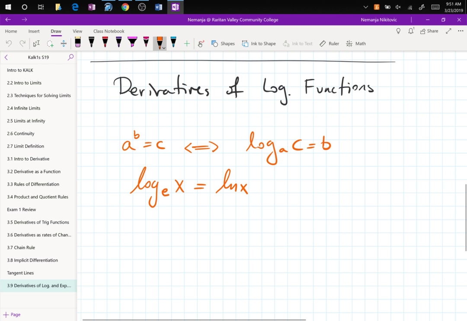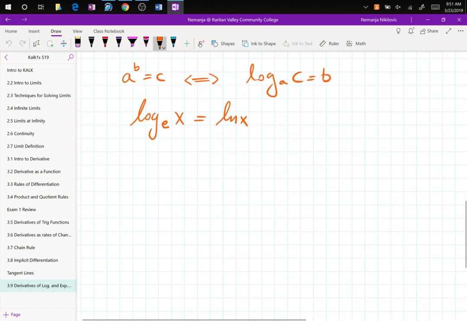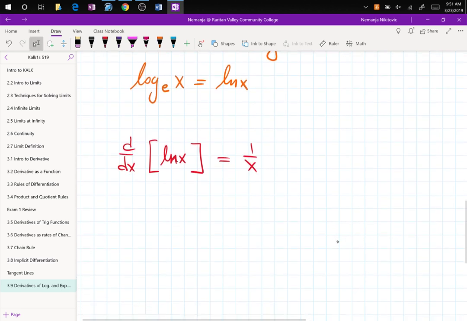So now that we understand this little piece, we go and we say that the derivative of ln x is simply 1 over x. So this is the first basic formula.